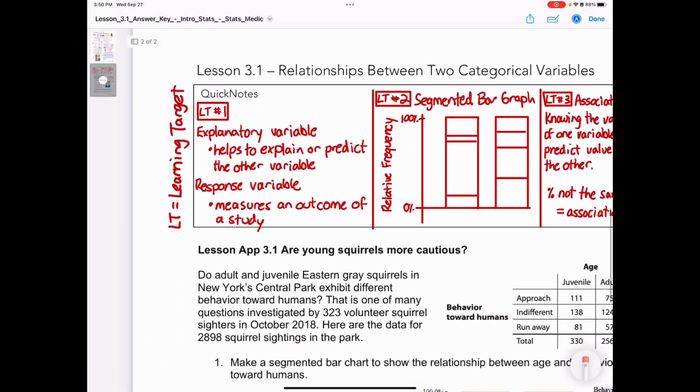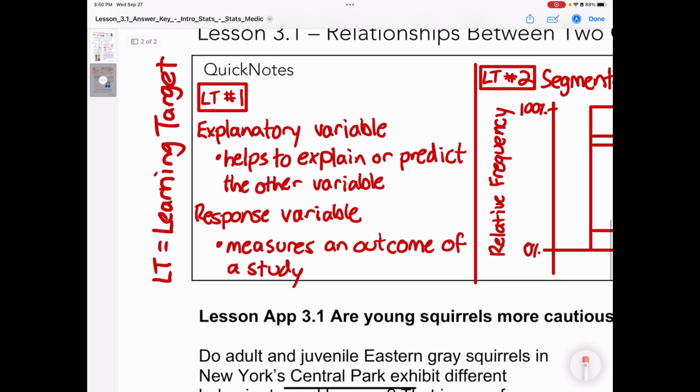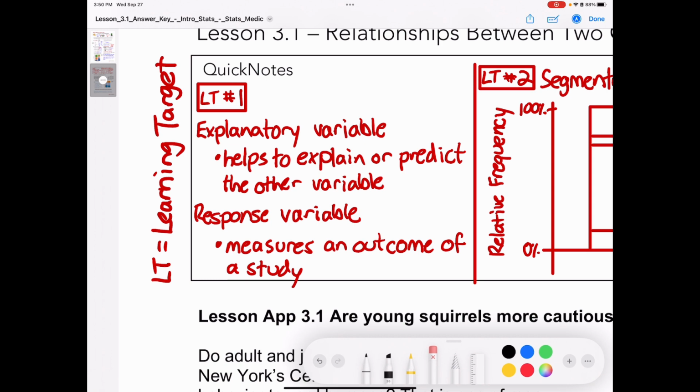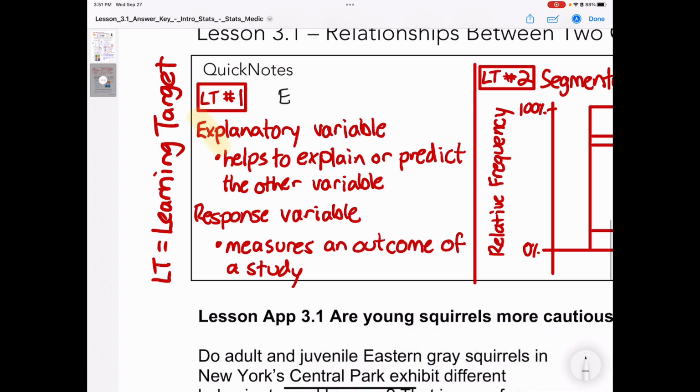Okay, so the big ideas that I want you to understand and remember here are that explanatory variables are your X right here, and it's always on your X axis. Just use that X to remind yourself that that's an X. So I always write "explanatory" to remind myself that's on the X axis. It helps explain or predict the other variable. The response variable is what I'm predicting, and it measures the outcome. So the outcome is my prediction.